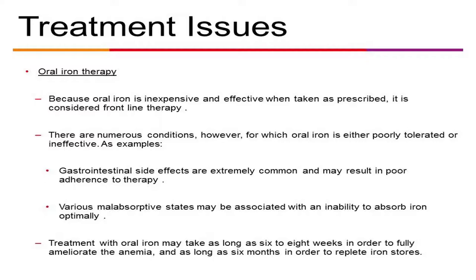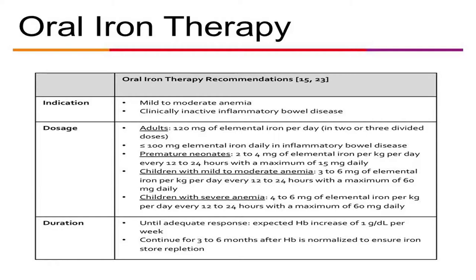So what is the indication of oral iron? Mild to moderate anemia and clinically inactive inflammatory bowel disease. If we have active inflammatory bowel disease, we don't recommend oral iron because iron is very irritative to the gut. Instead, we recommend giving them parenteral iron preparations. In adults, the recommended dose is 100 to 200 milligrams per day. This is the total dose, right? In patients with inflammatory bowel disease, it's recommended to give less than 100 milligrams per day to decrease irritation to the stomach.